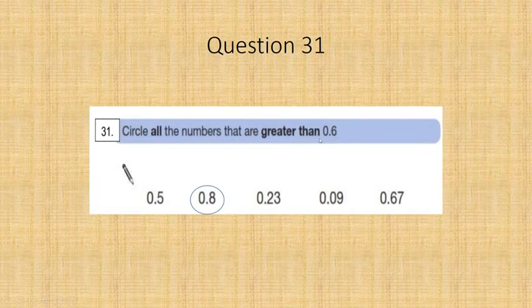The 6, of course. So 0.6 is greater than 0.09, which means that 0.09 is not greater than 0.6. I will not take it. Let's go to this number. 0 compared to 0 is the same. So let's go to the next one.